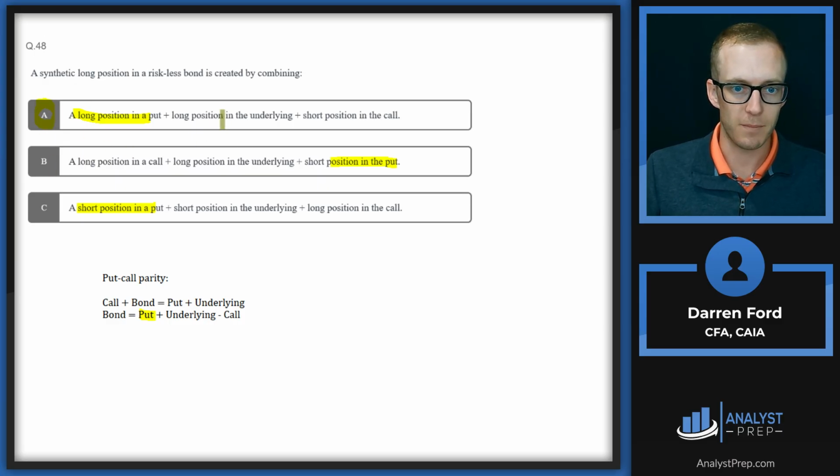Let's make sure the rest of it looks good. Long position in the underlying, that's also consistent since we have a positive value of underlying in the formula. And then minus call means we should be short the call. And that's what we have here for A as well.